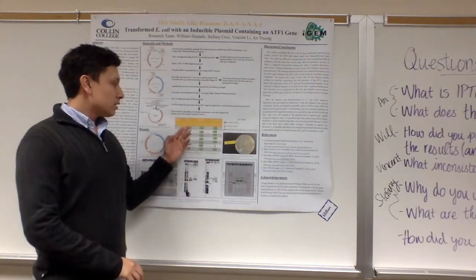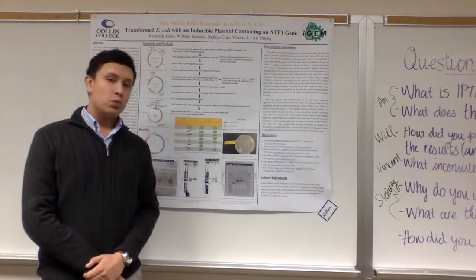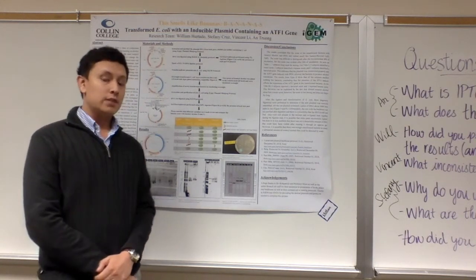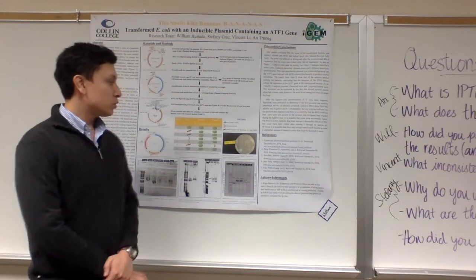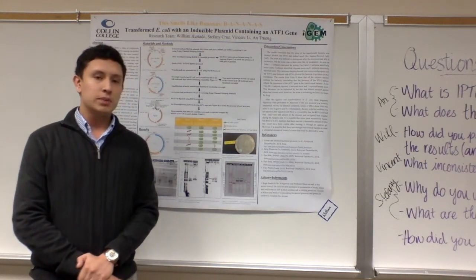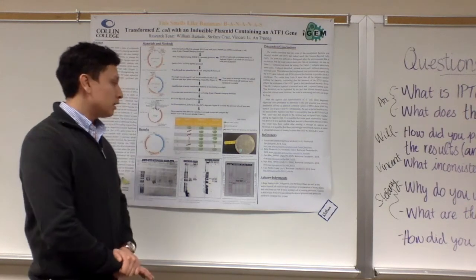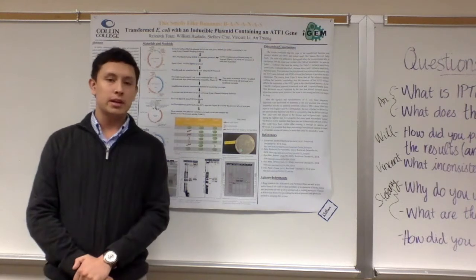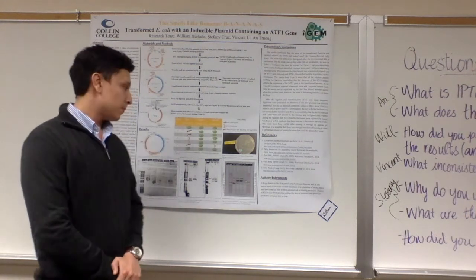So tube 1, since it's our transformed bacteria with IPTG and alcohol, is the tube we expect to have the banana smell. Tube 2 with transformed bacteria, no IPTG, which is the inducer, and alcohol, we expect no banana smell. And tube 3 with untransformed bacteria, IPTG, and alcohol, we also expect no banana smell.